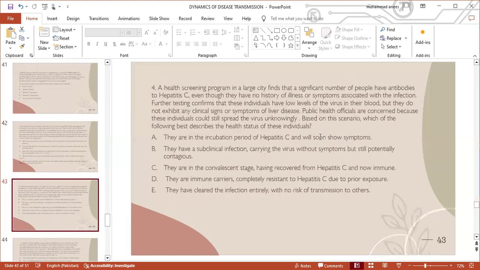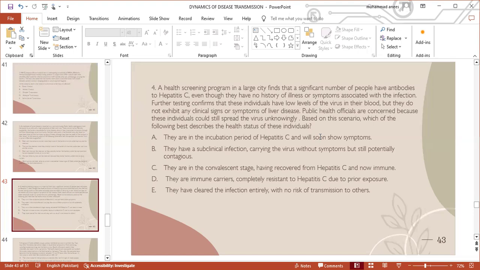Number four: a health screening program in a large city finds that a significant number of people have antibodies to hepatitis C, even though they have no history of illness or symptoms associated with the infection. Further testing confirms that these individuals have low levels of virus in their blood, but they do not exhibit any clinical signs or symptoms of liver disease. Public health officials are concerned because these individuals could still spread the disease unknowingly.